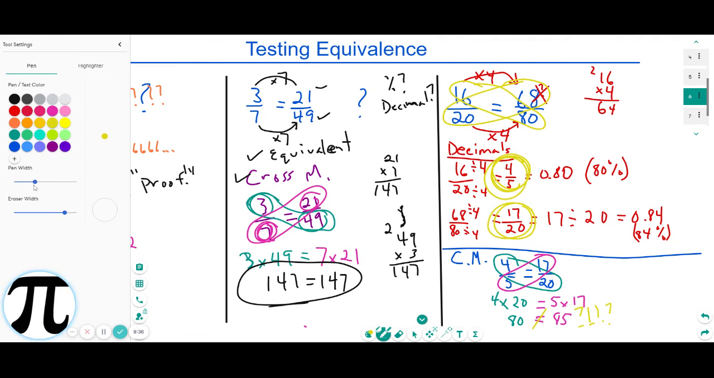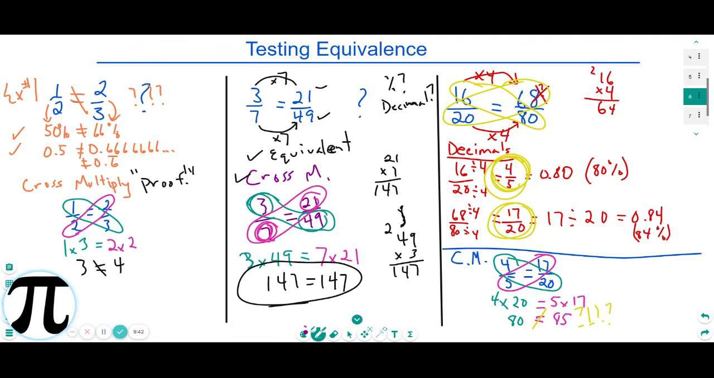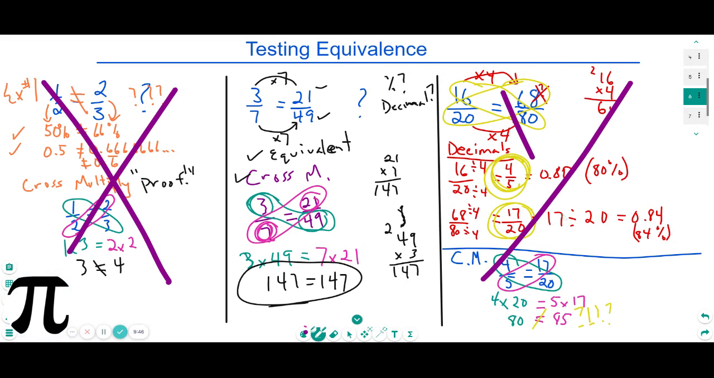So in the end, so I'm going to get a big purple here, okay? What was equivalent, what wasn't? This was not. This was not, okay? And this was. All right? Okay, that's testing equivalence, grade 7s, and we're going to do one more video. I've decided to break these up into 2 separate videos.